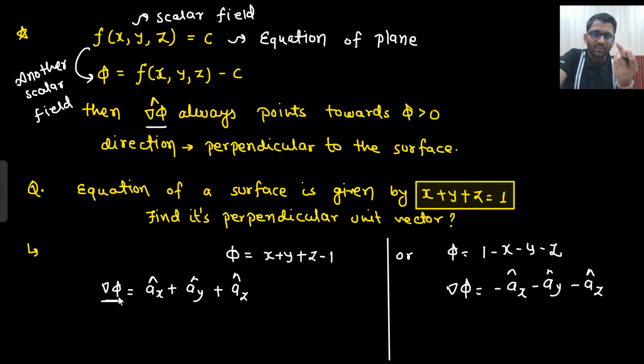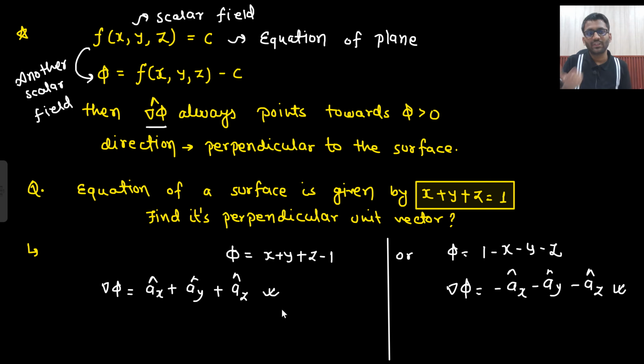Both of the gradients are pointing towards perpendicular vectors, but one plane can have two perpendicular vectors, no? Like let's just say this is the plane, so it will have this perpendicular vector and another this perpendicular vector. So just by calculating the gradient you will get to know the perpendicular vectors. Which perpendicular vector is useful for you, that you will get. If this is useful for me, then I will take this as my perpendicular vector.